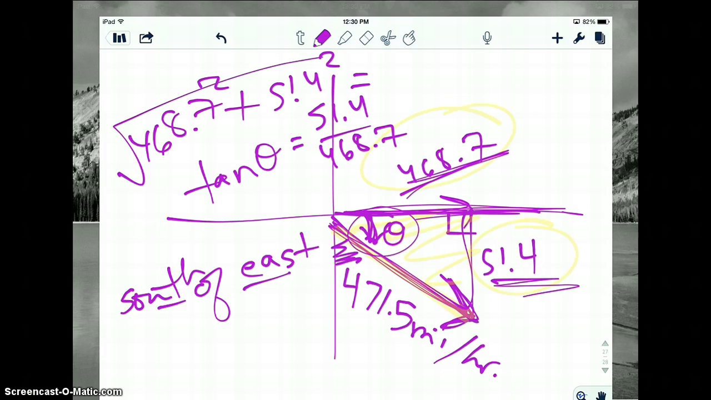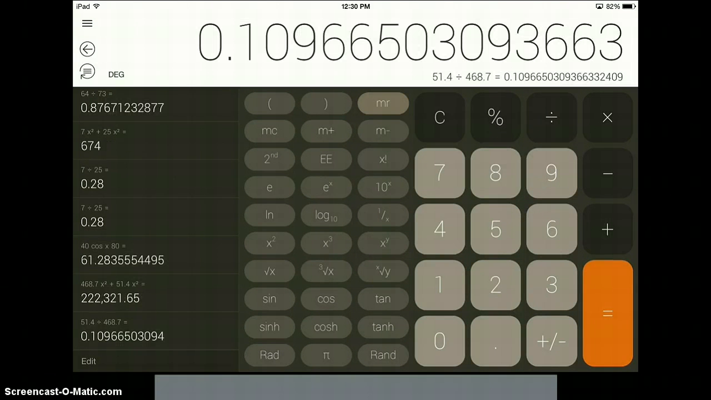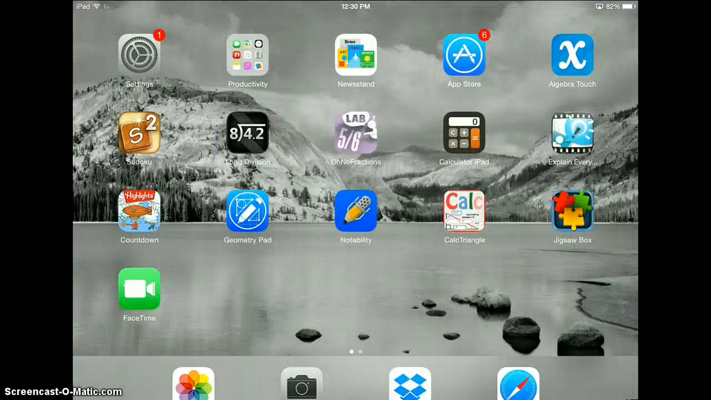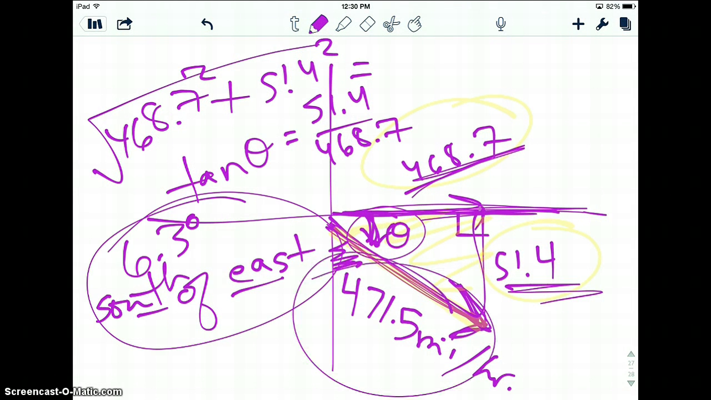So I'm going to have 51.4 divided by that number of 468.7. And then I'm going to do the inverse tan of that. And so I end up at, rounded to the nearest tenth, 6.3 degrees. So I'm going to say 6.3 degrees south of east with a magnitude of 471.5 miles per hour.